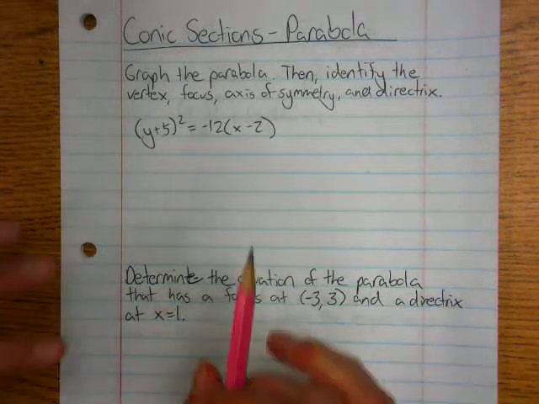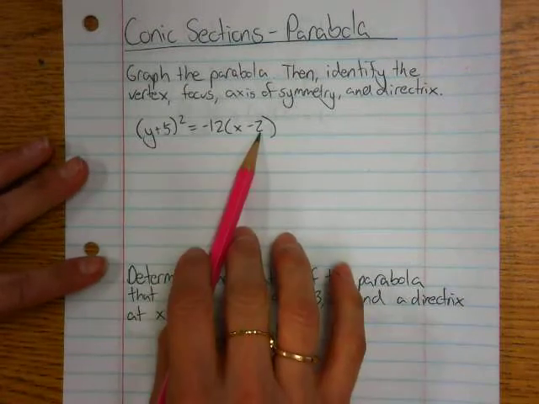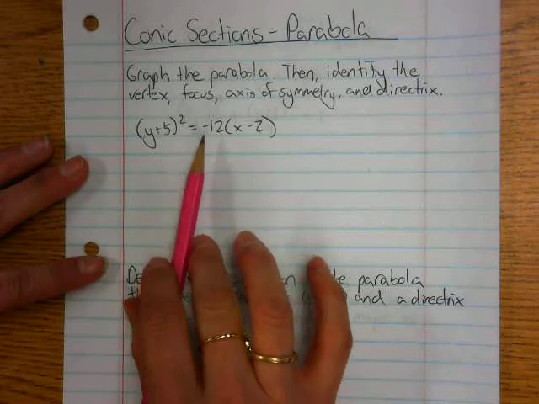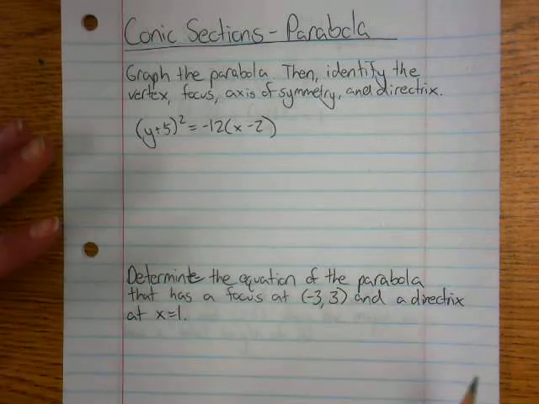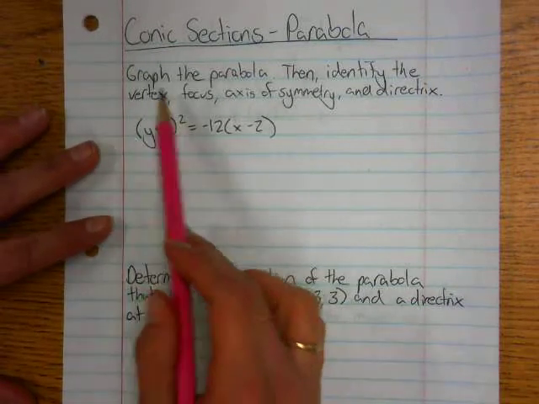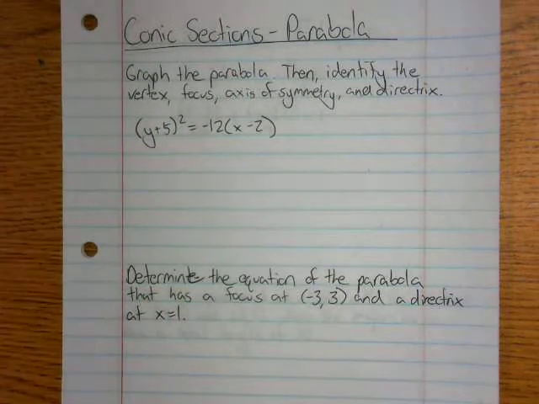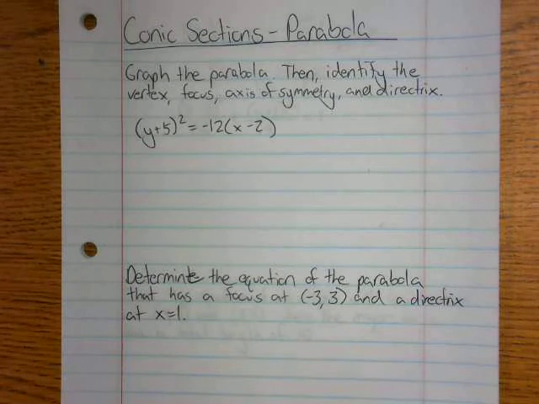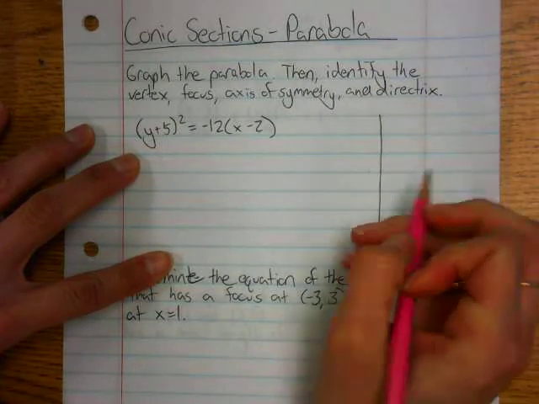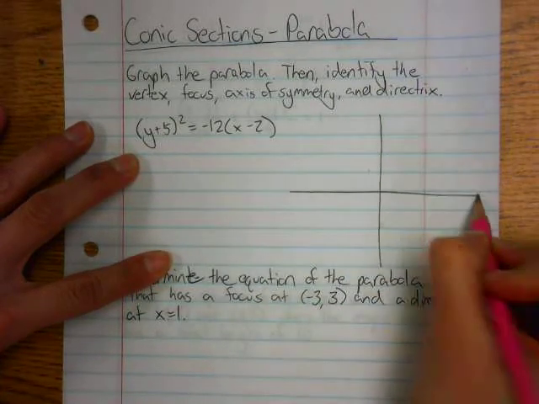Okay, so if we have an equation, it could look like this. We have y minus k squared equals 4p times x minus h. So that's one of our standard forms of the equation that this equation looks like. And it says we want to graph the parabola, and then we want to identify some of the characteristics: the vertex, the focus, the axis of symmetry, and the directrix. So I'm going to start with my picture, and as I go, I might start identifying some of the characteristics.